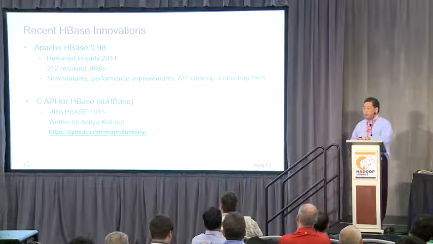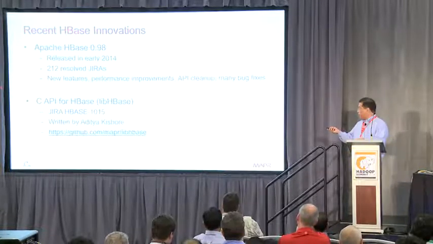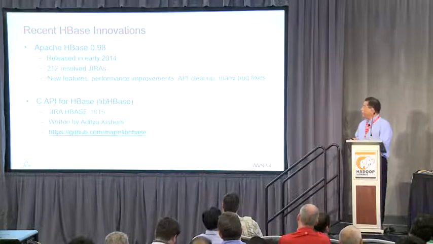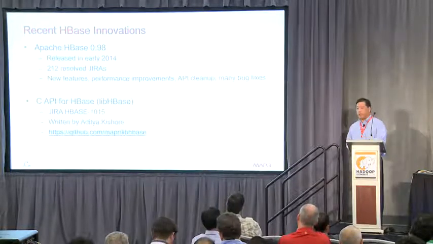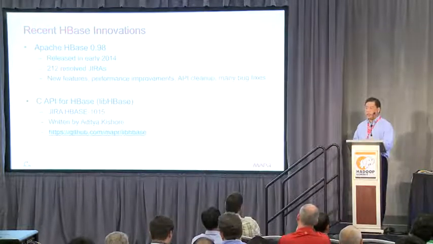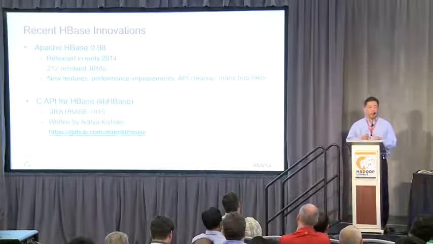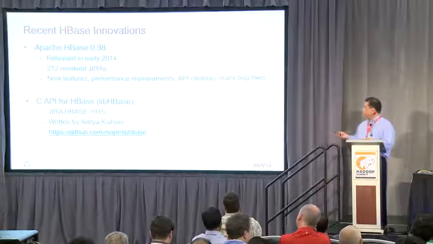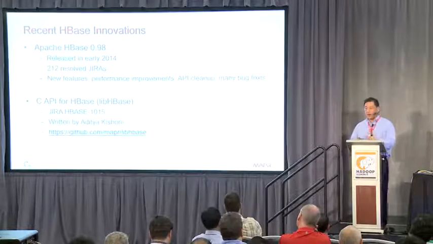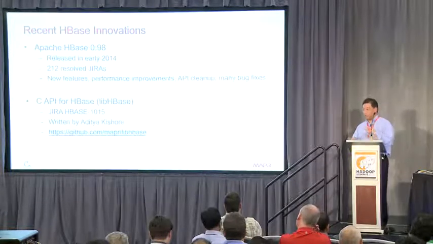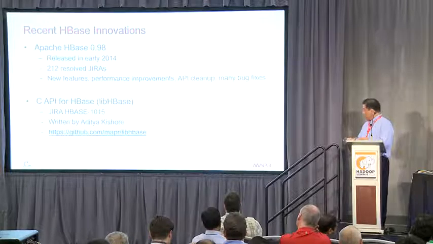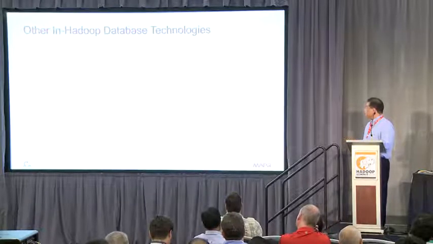In the JIRA that describes this particular requirement, I believe it was Nick from Hortonworks who said that a C API is going to be something very critical for a 1.0 product, a 1.0 database. So I think that maybe this libHBase might be that one last hurdle that will get HBase into the 1.0 version. So that's really exciting about where that's going.